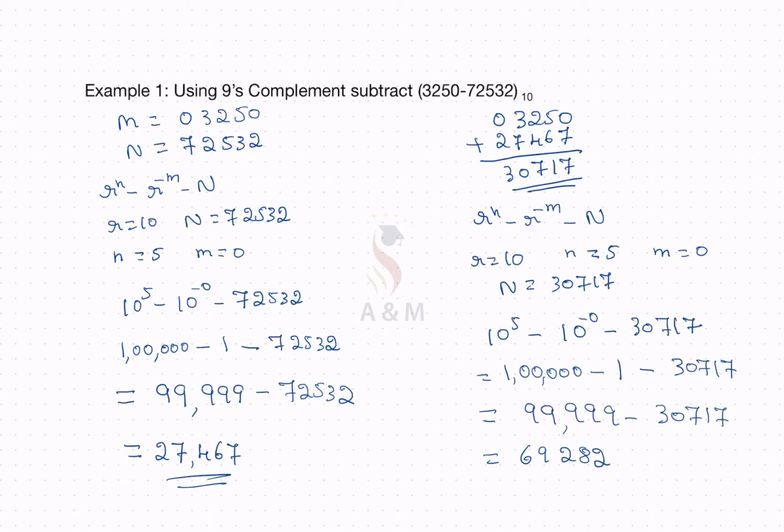Now, according to step 2, place a negative sign on the result. Then we get minus 69282 to the base 10 as the answer.